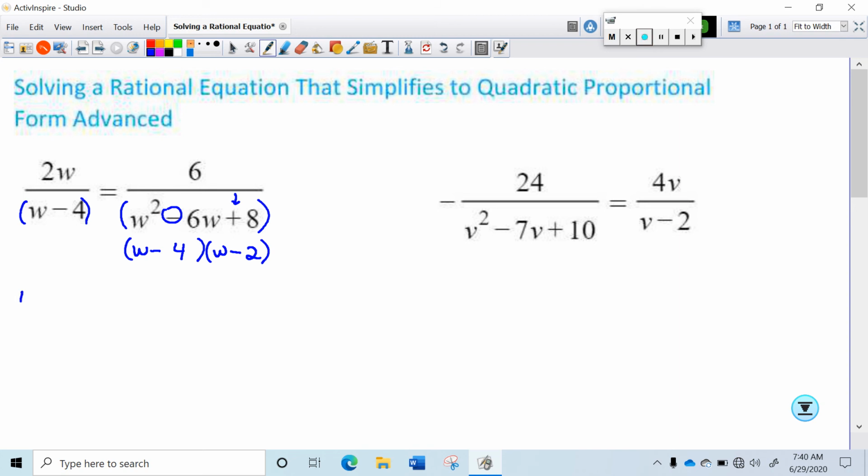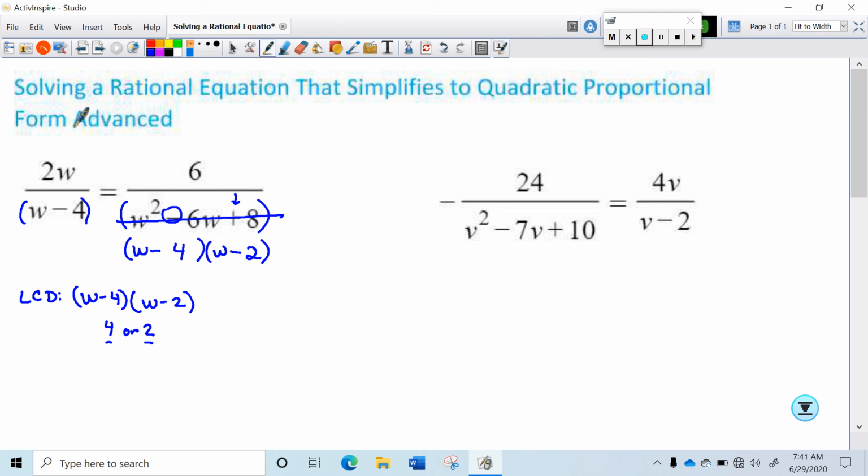Now I need an LCD. My LCD is one of each family. So I've got a family of W minus 4. The W minus 4 is already listed. And a family of W minus 2. Now the LCD is important because if you take the opposite of those, the opposite of negative 4 is positive 4, or the opposite of negative 2 is positive 2, if in the end you get one of those two answers, that means that answer cannot be included because it would make your denominator equal to 0, and that's not allowed. But we'll talk about that when we get there.